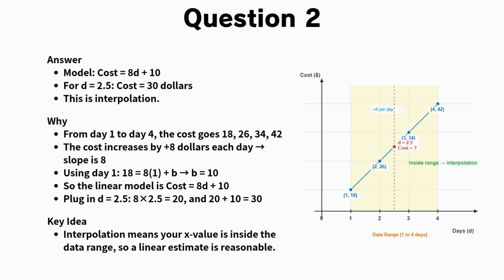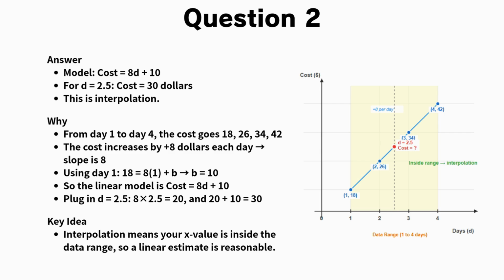First, notice the pattern. Each day, the cost increases by the same amount. From 18 to 26 is an increase of $8. From 26 to 34 is also $8. And from 34 to 42, again, $8. That tells us this relationship is linear, with a slope of $8 per day.